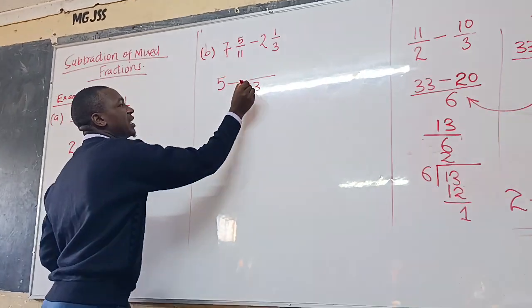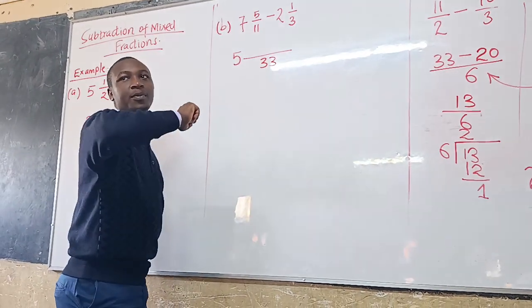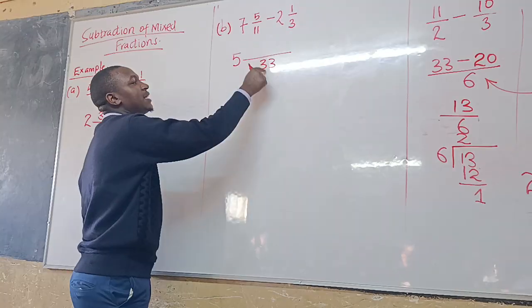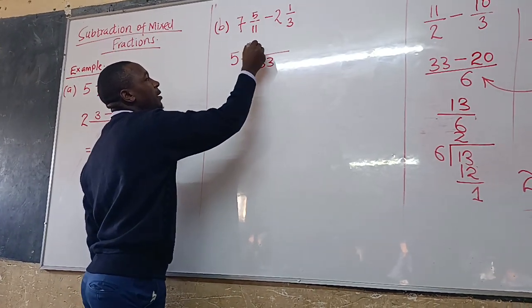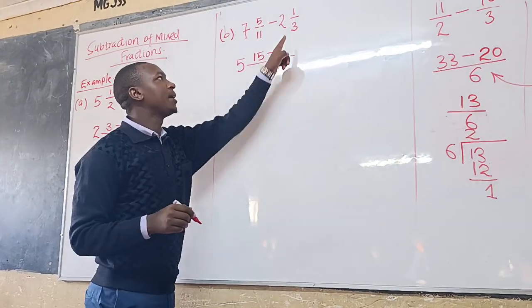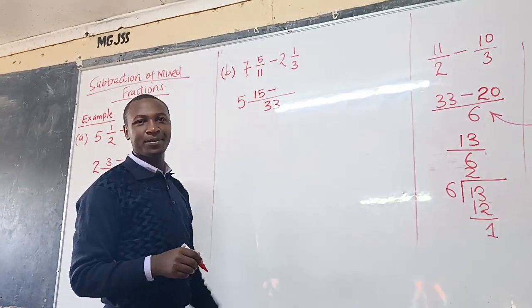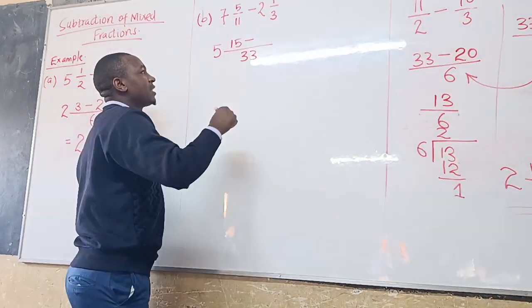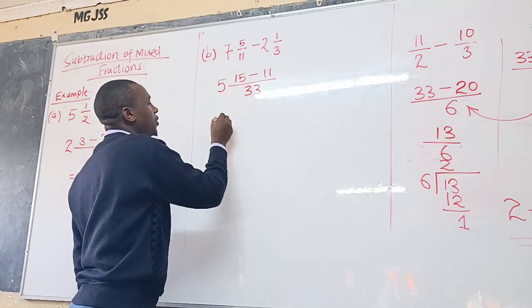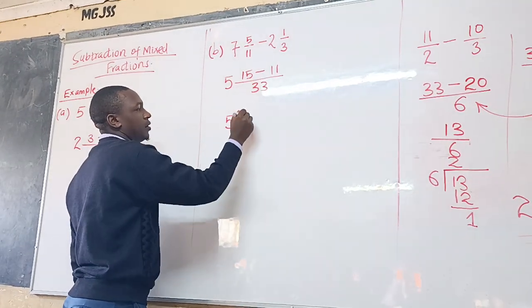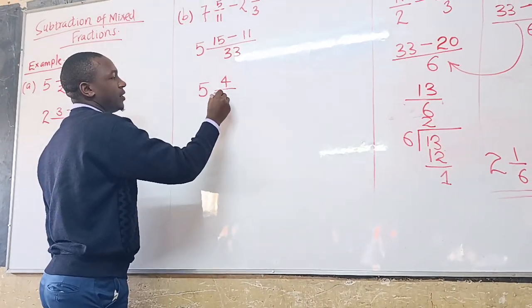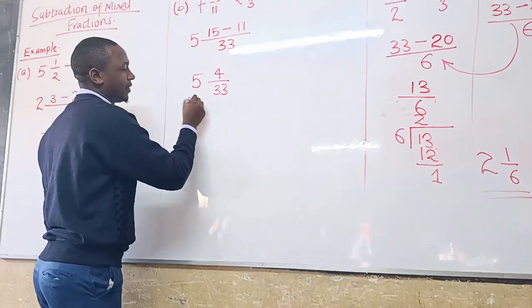So 11 goes to 33 how many times? How many times does 11 go to 33? 3 times 5 is what? 15 minus. How many times does 3 go to 33? 11. 11 times 1? 11. So the final answer is 5. What is 15 minus 11? 4. Over what? Over 33.